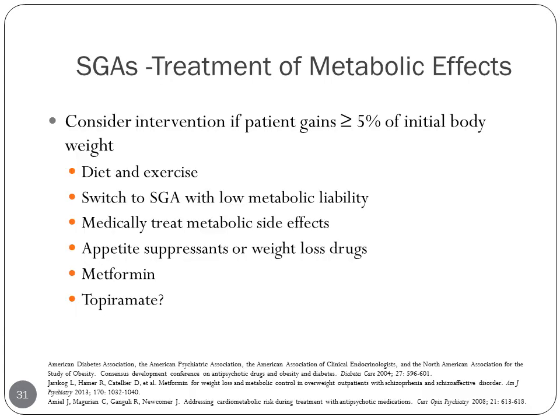You should consider an intervention for weight gain if a patient gains greater than or equal to 5% of their initial body weight. The FDA actually considers greater than 7% increase in body weight significant, so somewhere between that 5 and 7% range. Diet and exercise is obviously ideal. Oftentimes I'll find patients have pretty problematic diets or aren't exercising, but oftentimes this is hard for patients to make these types of changes. You can also switch to a second generation antipsychotic with low metabolic liability.